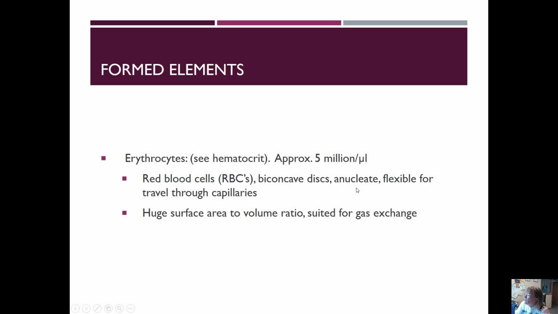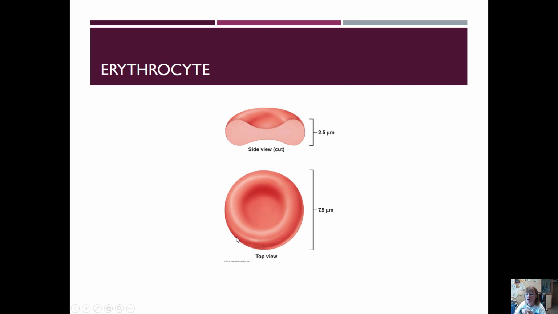They are anucleate, which means they do not have a nucleus. They're very flexible for travel through capillaries, because typically capillary width is just barely larger than the width of a red blood cell, so that red blood cells at the capillary level travel one at a time in single file order. They have a huge surface area to volume ratio, which is suited for gas exchange, which I'll discuss in just a minute when we take a look at a picture of the biconcave disc.